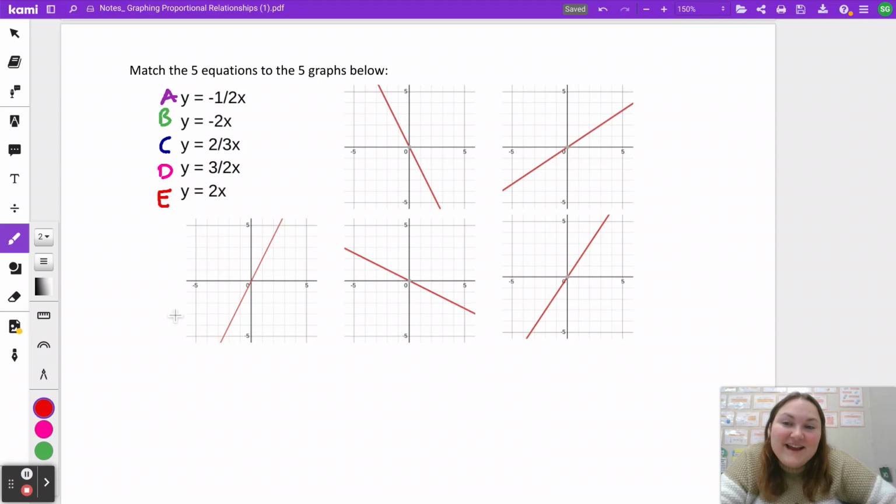Make sure you are trying these practice problems. It's the best way for you to get an idea how well you understand this. So I'm going to have you pause the video one final time, try this matching activity, and then come back to get the answers.